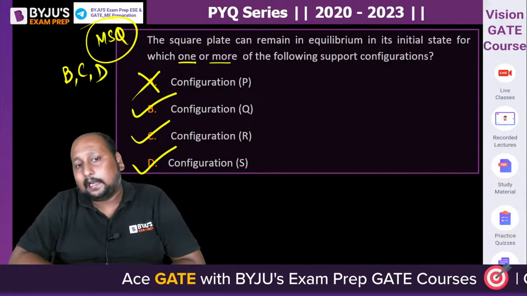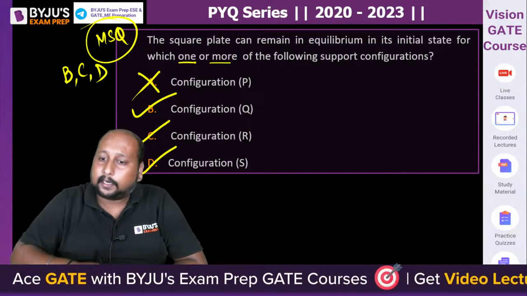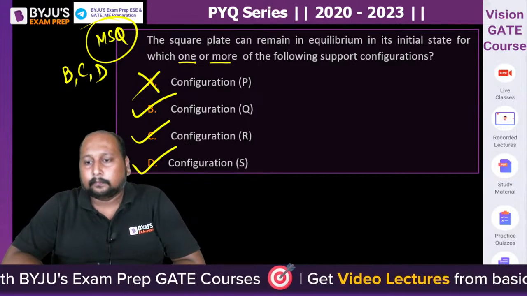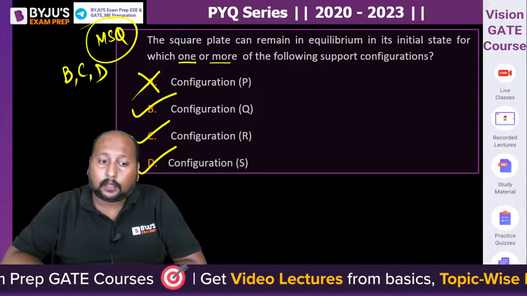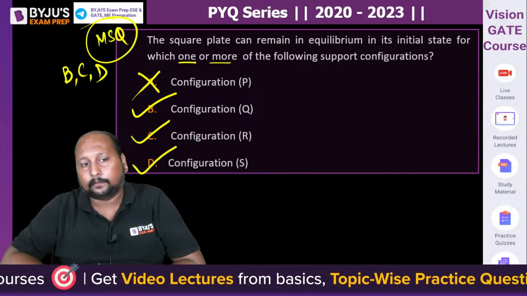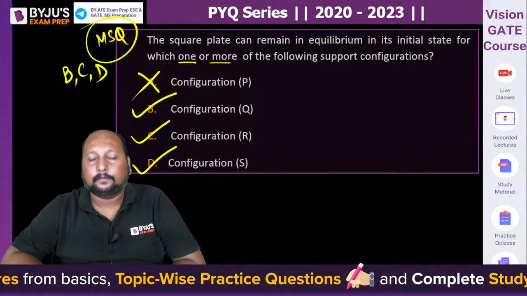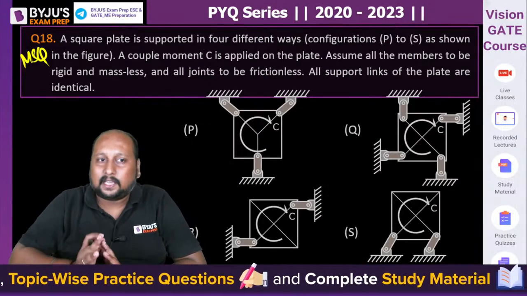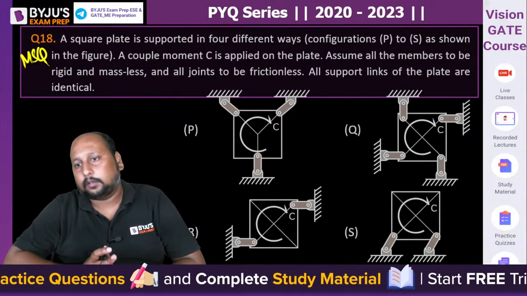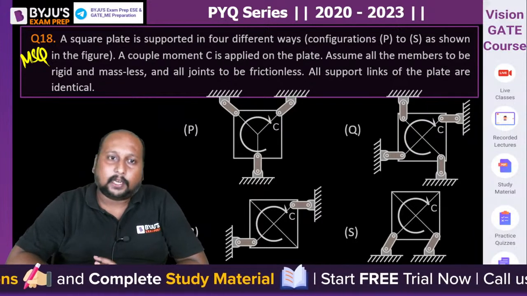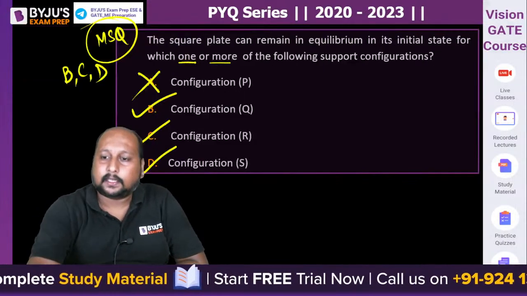B, C and D, all the three options are correct. Clear? All the three options are correct. Understood? Clear, everyone? Questions were very, the question was not difficult, only the logic should be applied. Okay, let's now go to the next question on the screen.